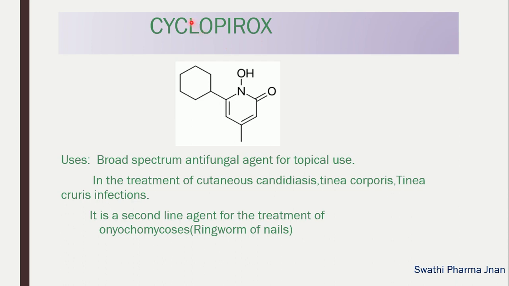Ciclopirox is another structure. Cyclo is the clue for you. Cyclohexane is present. This cyclohexane is attached to the pyridine. What is pyridine? Pyridine means six-membered ring containing one nitrogen. So to this pyridine structure, one methyl group is present at fourth position, ketone group is present at second position, and one hydroxy group is present at first position. That is the structure of ciclopirox.